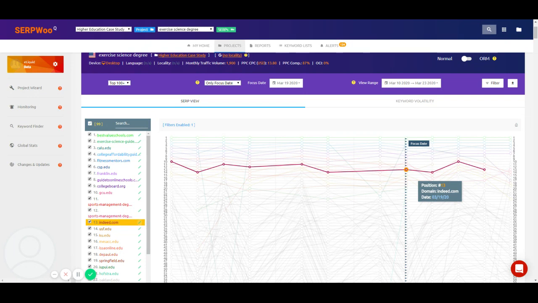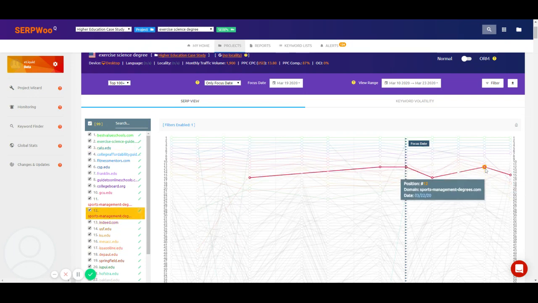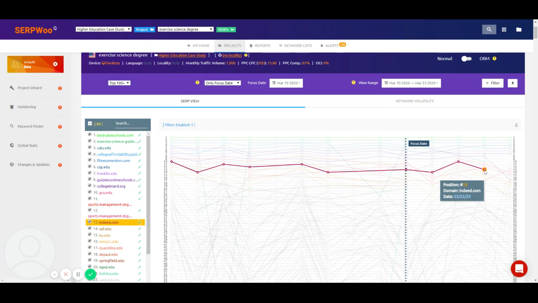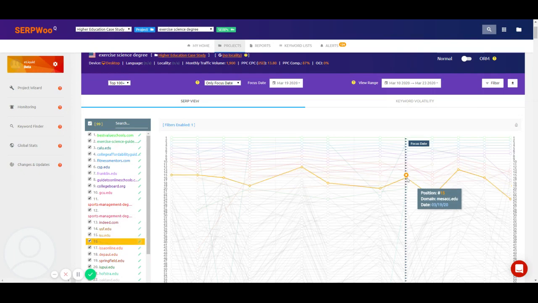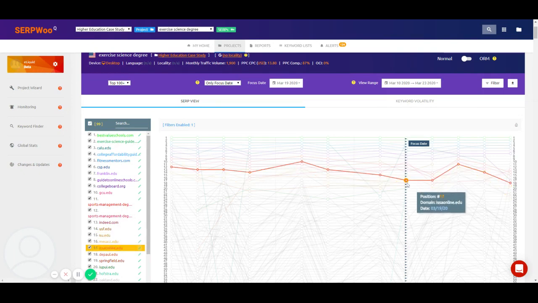Because even though they weren't on the first page, they were top of the second. They dropped out as of March 23rd. This was the last time that they ranked, was on the 22nd. I think anybody below Indeed, you're not going to be able to help. I think a lot of these people were probably stuck on the second page anyway.